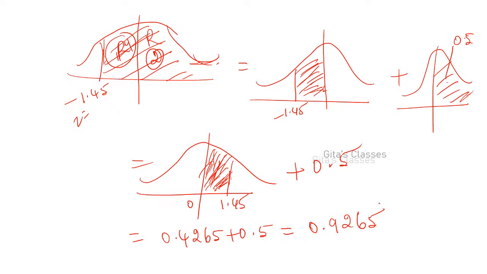Any doubts in this? If you don't understand, tell me. Otherwise, we'll go to the next part. This is the required area. Whether you are writing in the left hand side or right hand side, it is equal because it is symmetric about the line z equal to 0. Got it? Any doubts in this? Shall we go to the next one? If you have any doubt in any step, tell me, I will explain. Otherwise, we'll go to the next question.